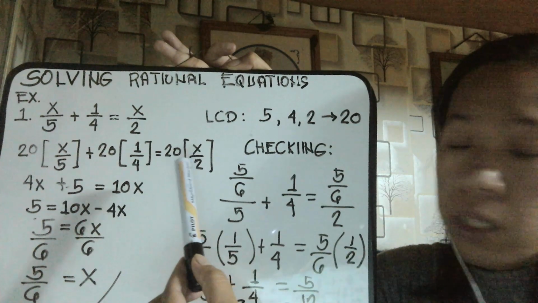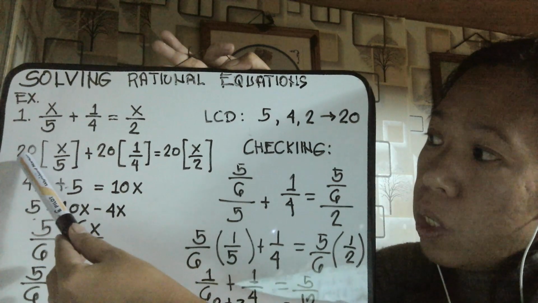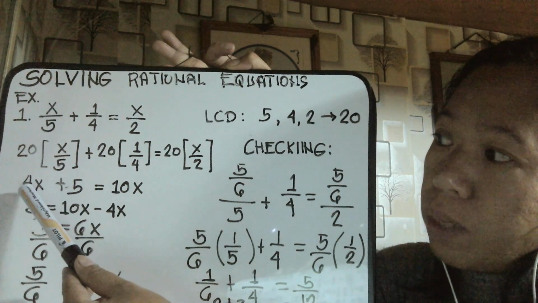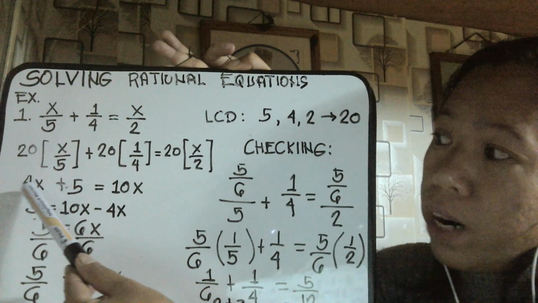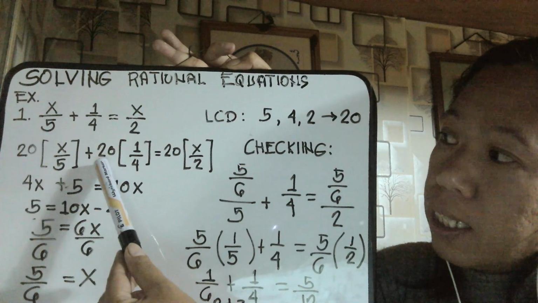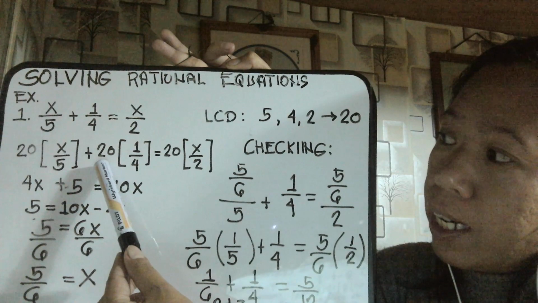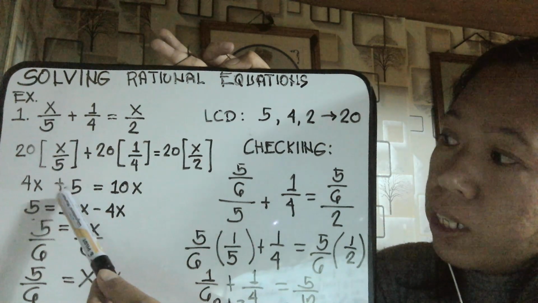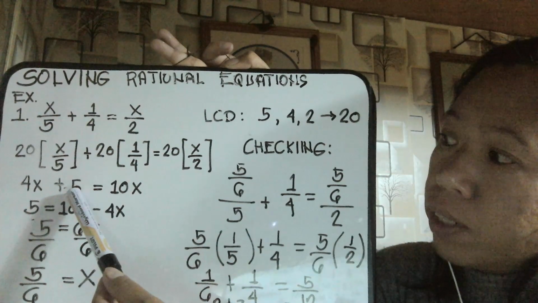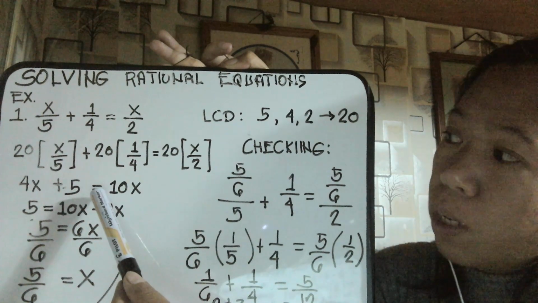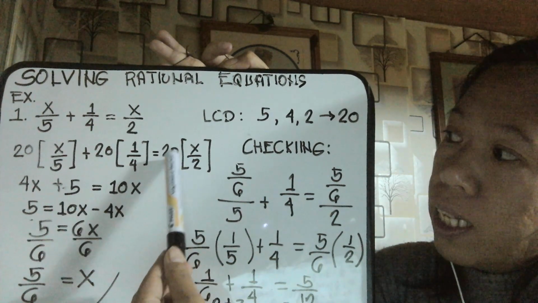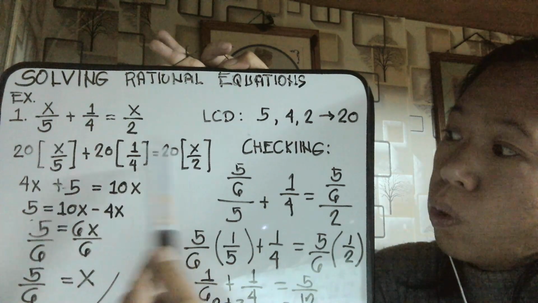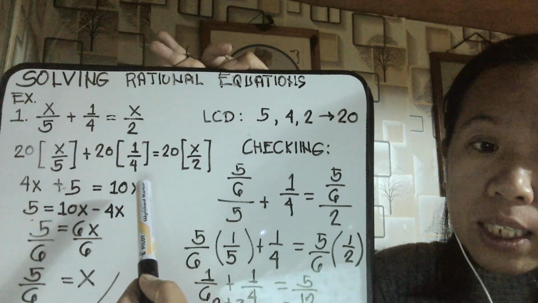Simplifying it further, you have here 20x over 5, or simply that will now be 4x. Then this second term will be simplified. 20 times 1 is 20, divided by 4, giving you 5. And on the other side of the equation, 20 times x is 20x. Divided by 2 will give you 10x.